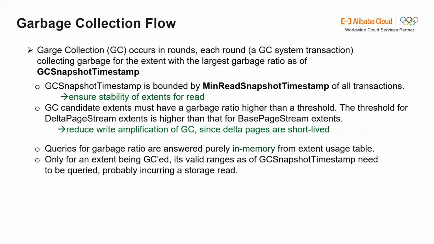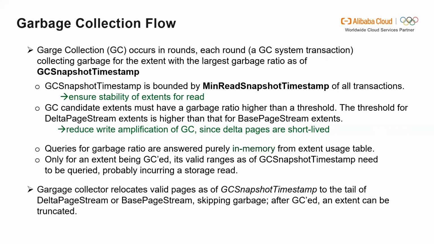Queries for garbage ratio can be answered purely from in-memory tracked data. A query for valid ranges of an extent is needed only when this extent is garbage collected. Such a query may involve storage reads. The garbage collector relocates valid pages as of the GC snapshot timestamp to the tail of the delta page stream or base page stream, skipping garbage. After an extent is garbage collected, it can be truncated.